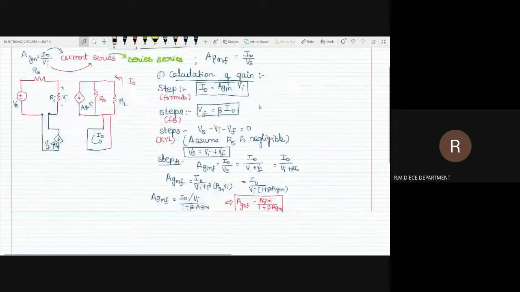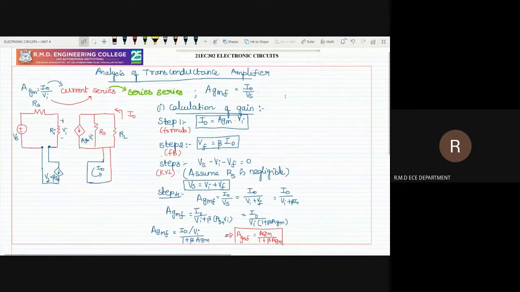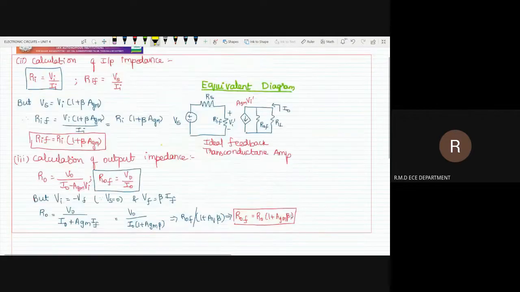The next thing is analysis of transconductance amplifier. So here I am using the word AGM. AGM is called transconductance, I naught by VI, and AGMF is nothing but transconductance with feedback. So both are series connection. So it is a series, and here it is series connection. So three steps: calculation of gain. We have three steps I have to write, and then finally have to end with this formula. Then calculation of input impedance.